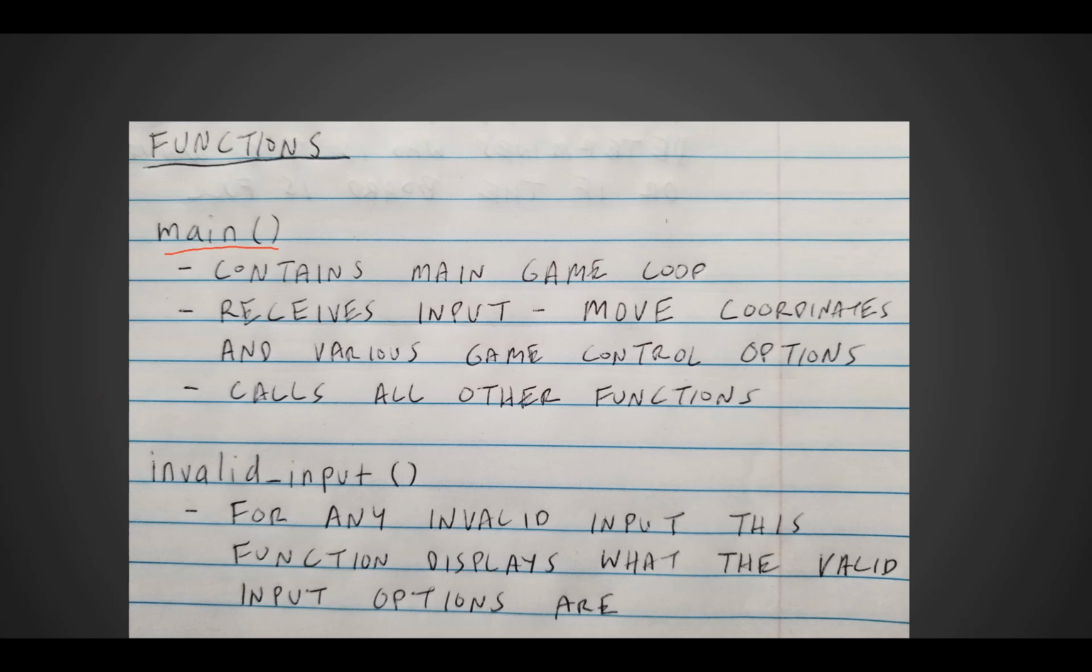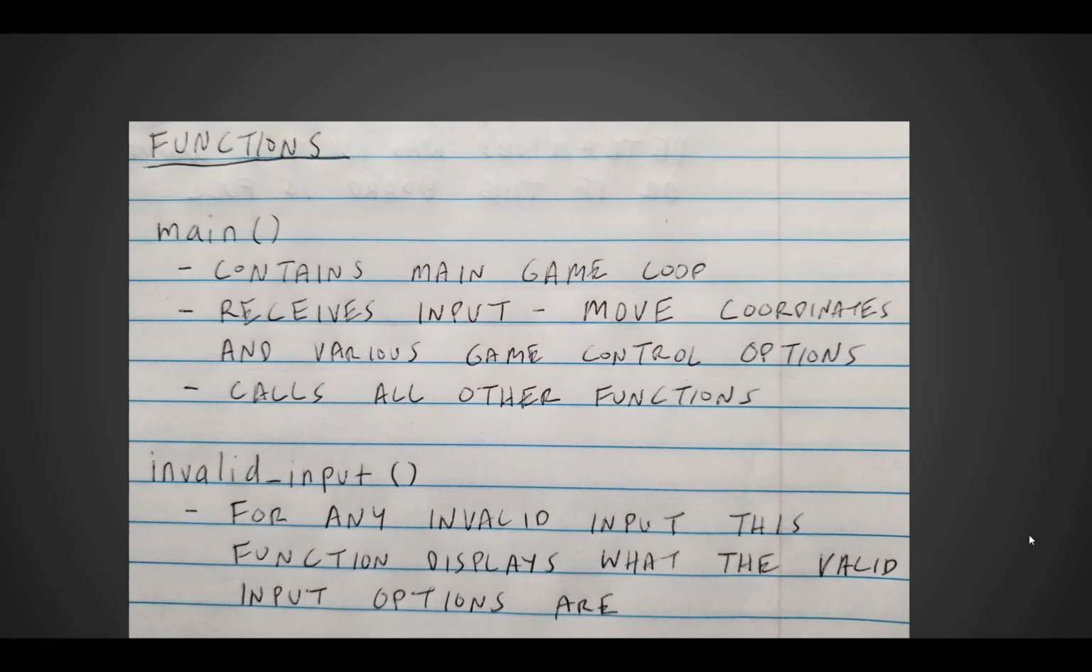Looking at the next one, invalid input. This is going to be kind of an error message function, where for any invalid input, this function is going to be called, and it's really going to display what your input options are. It's going to say, enter two numbers separated by a comma to enter the coordinates, and it's going to detail the various commands that you can do as well to control the game. But invalid input really is going to be an error message display function. So all it's going to do is print.